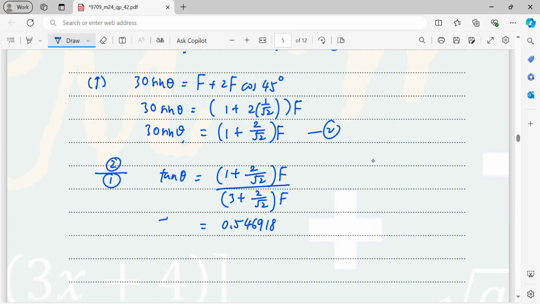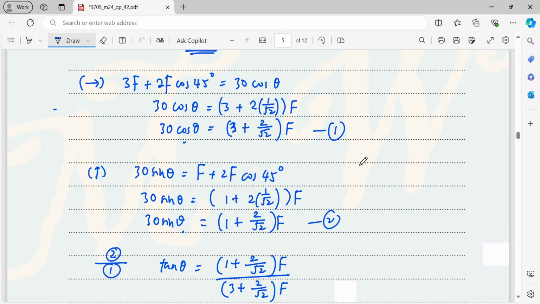Then for the right hand side, when you simplify, that is 0.546918. So therefore, your theta is the inverse tangent of this value. Inverse tangent of 0.546918 is 28.675 degrees. And now I will just write my theta is basically 28.7 degrees.